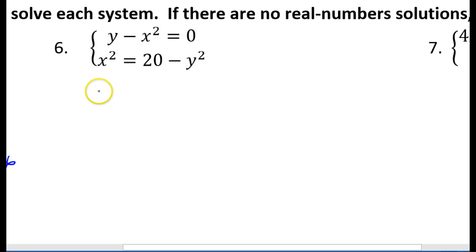If I were to put these on the same side of the equation, it would be x squared plus y squared is equal to 20. And when both squared terms have the same coefficient, it's going to be a circle. So we have a circle and a parabola.